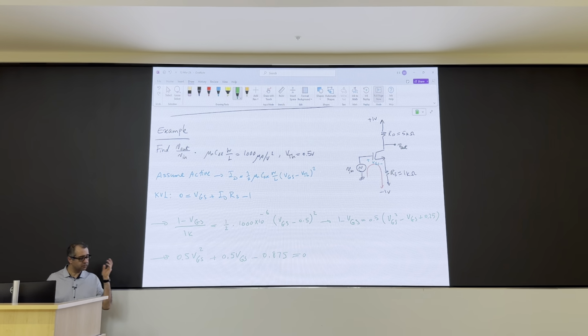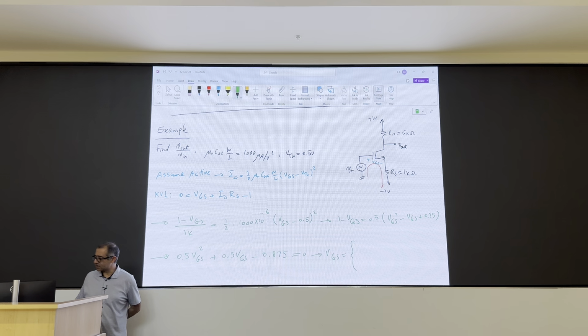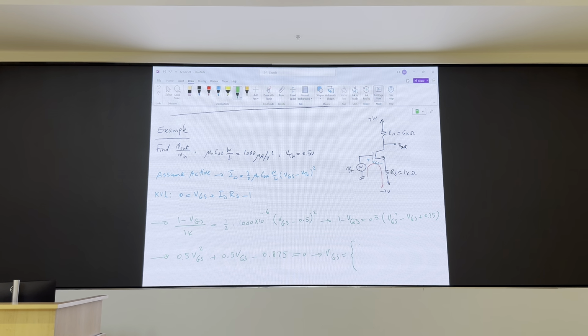Okay, and then solve this. So what do I get for VGS? Actually, I shouldn't have the numbers here. No, I have the numbers. So you get two values.